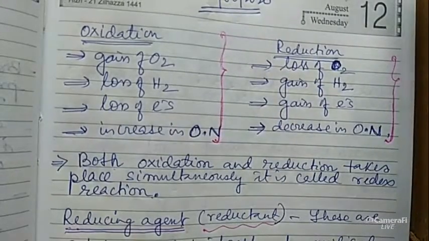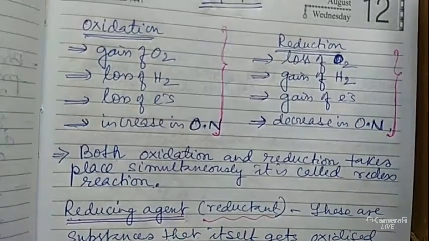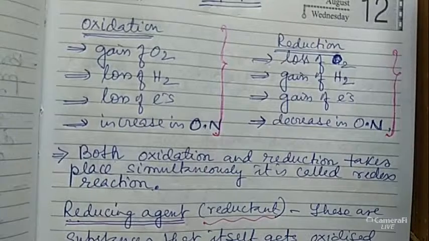Now see, both oxidation and reduction take place simultaneously. That is, both the reactions take place together, and together it is called a redox reaction. So always remember, if oxidation is taking place somewhere, reduction is also taking place in another part of the reaction. Oxidation and reduction take place simultaneously, and that's why it is called a redox reaction.